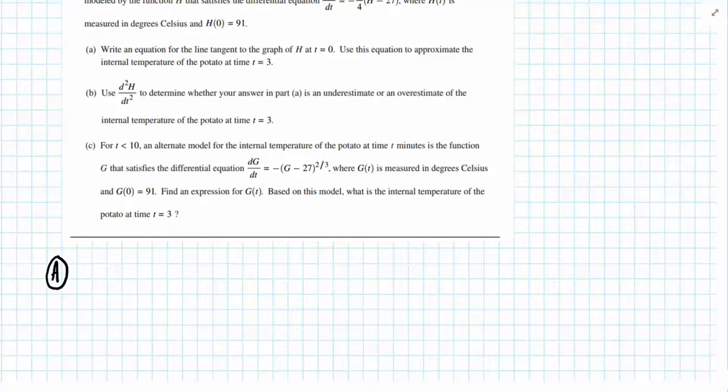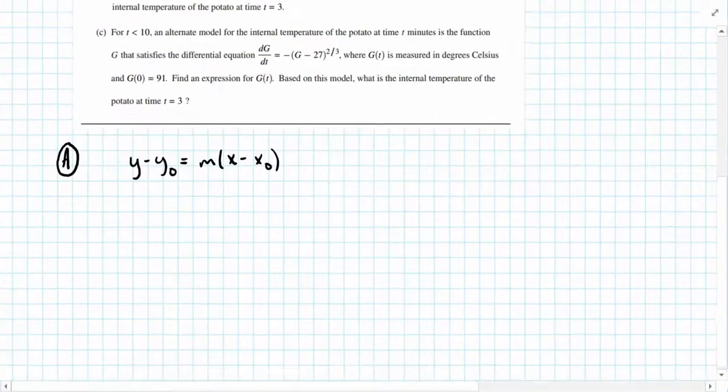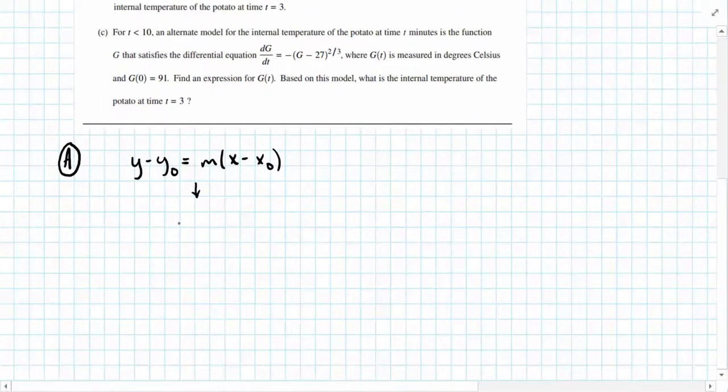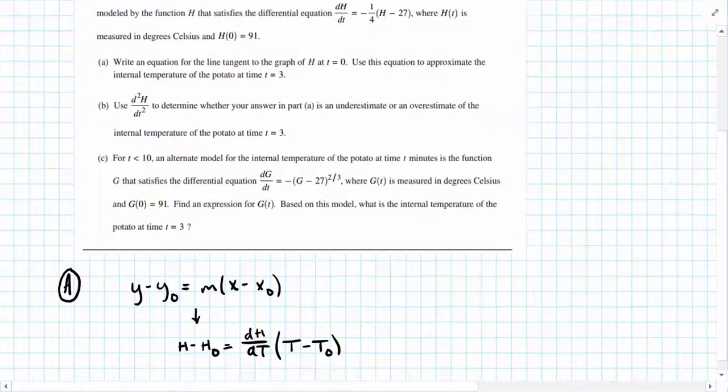So first we're going to write out point slope form because that is always the starting point for this sort of question. So y minus y naught equals m times x minus x naught. However, here we're dealing with h, and we're also dealing with t. So we're going to have to change the point slope form to the appropriate variables.